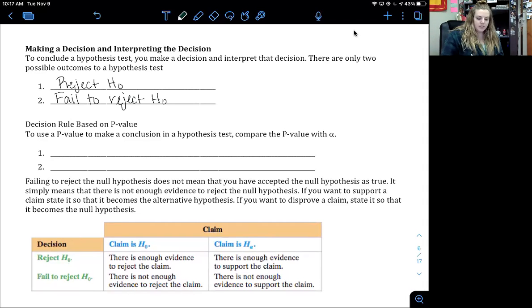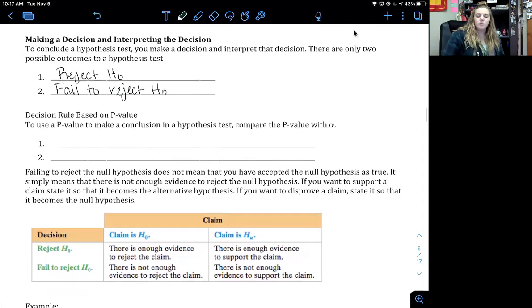So then we can make decisions based on a p-value, which we're going to talk more in depth about next class. With that, if our p-value is less than or equal to alpha, our level of significance, then we're going to reject the null hypothesis. And if p is greater than alpha, then you're going to fail to reject.